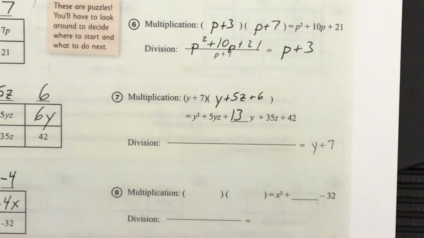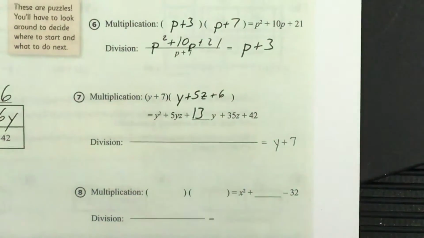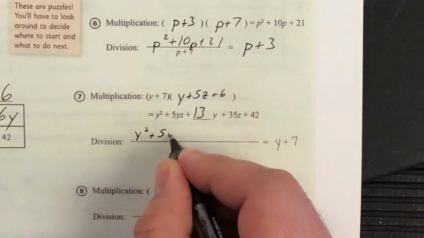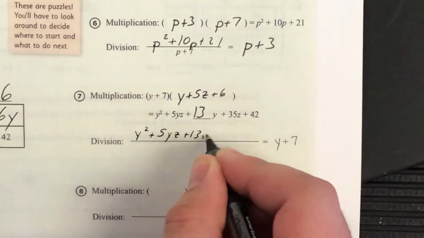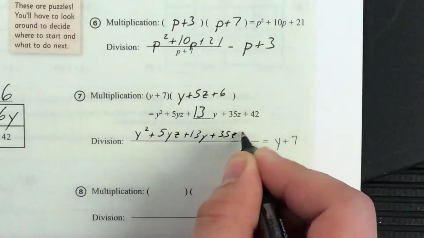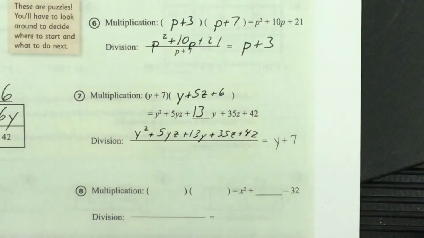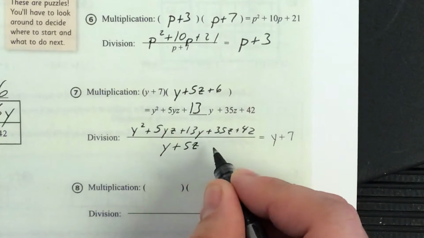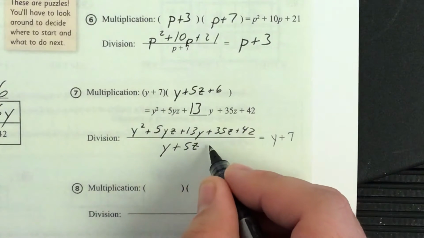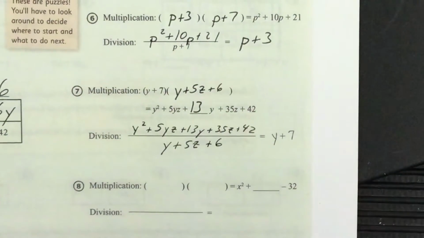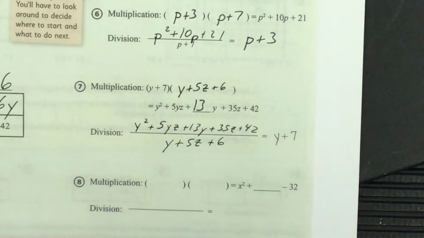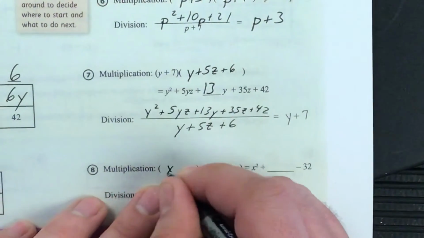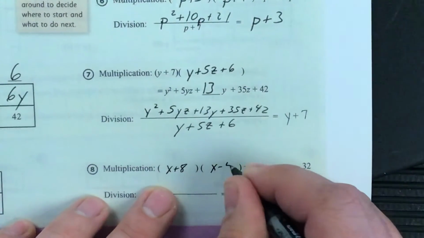All right, division. I have that one. Okay, go ahead. y squared plus 13y plus 5yz plus 35z plus 42 divided by y plus 7. That's a 5z plus 6. Yeah. So it's the inside divided by the top gives you the left side. Last one, multiplying. You've got an x plus 8. You've got an x minus 4.